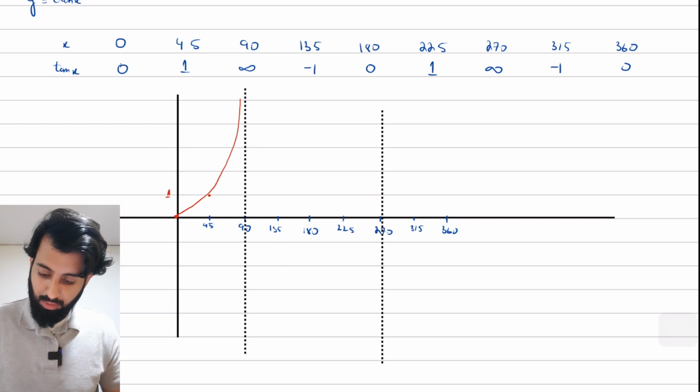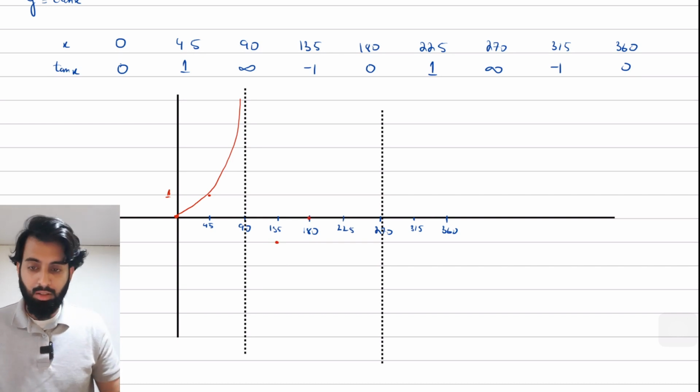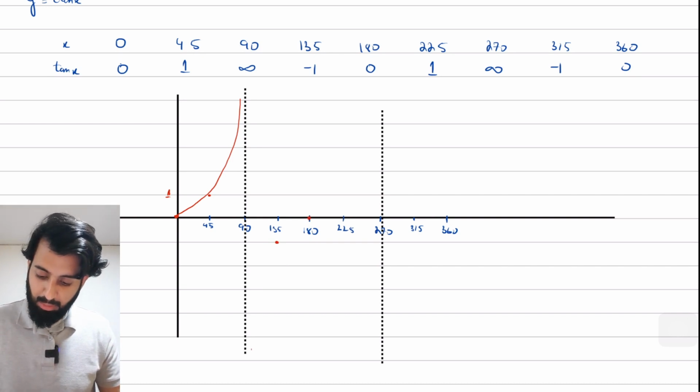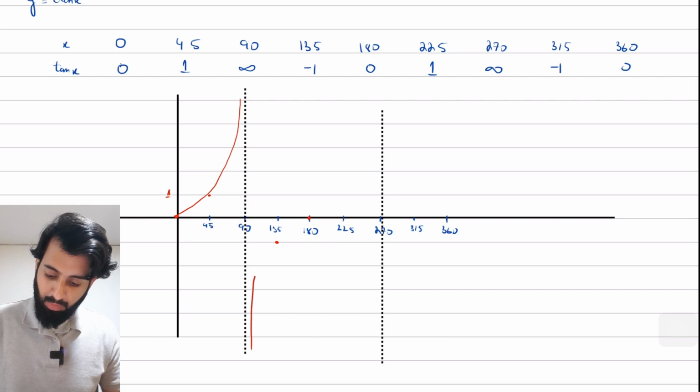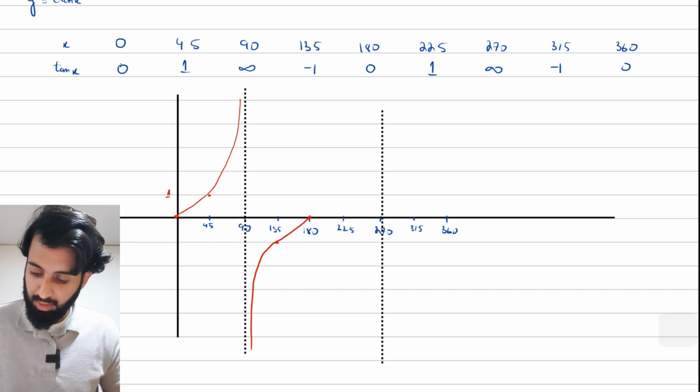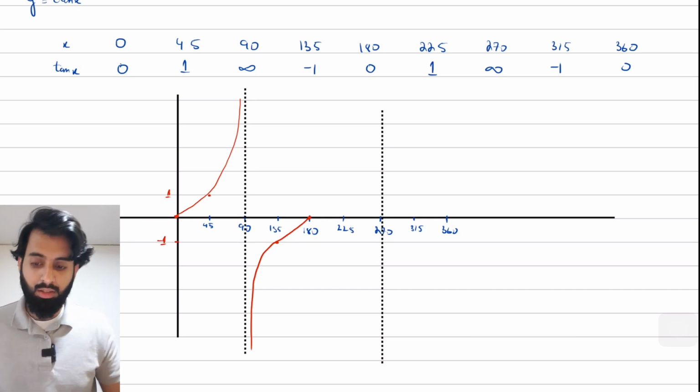Oops, sorry. At 135, it's equal to minus 1. And at 180 it is equal to 0. So that means it's going to come all the way from negative infinity, it's going to be minus 1 at 135, and then it's going to be 0 at 180 degrees. So this right here is one complete cycle.